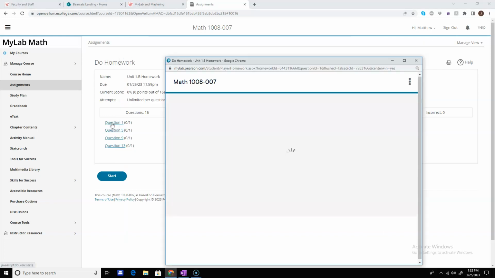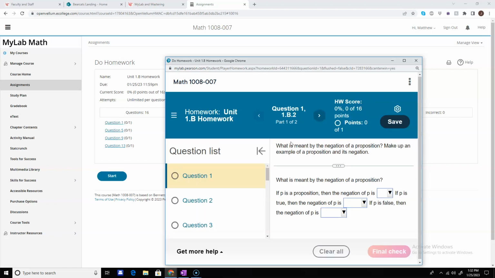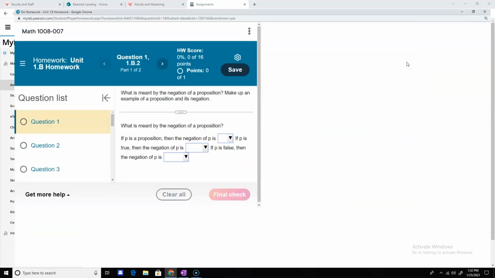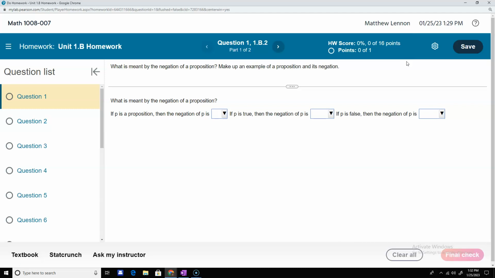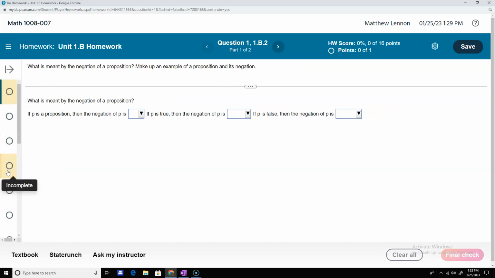So again, this is on the truth tables involving things like contrapositive and converse and things like that. For some of these, the first one's: what is the negation of a proposition? Make up an example of a proposition and its negation. Again, these things are basically just found in the textbook or through the PowerPoint lecture that we went through.